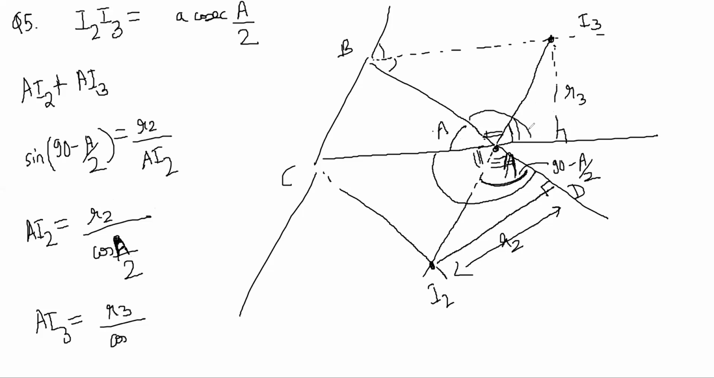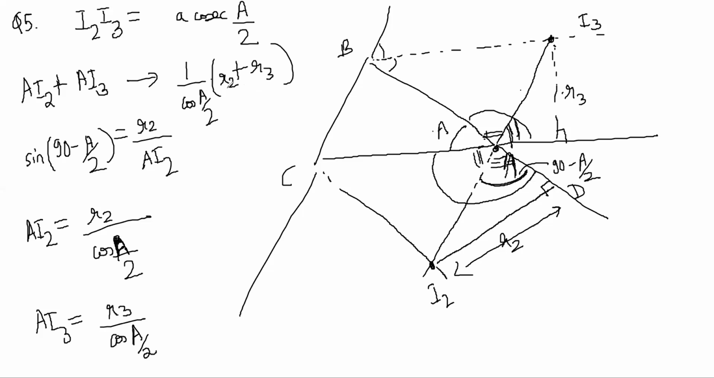A, 180 minus A. So this is 90 minus A by 2. So sine of 90 minus A by 2 will be this by this, right? So AI3 will be R3 by sine, so R3 by cos A by 2 again, right? So ultimately AI2 plus AI3 is becoming 1 by cos A by 2, R2 plus R3, right? That's it.